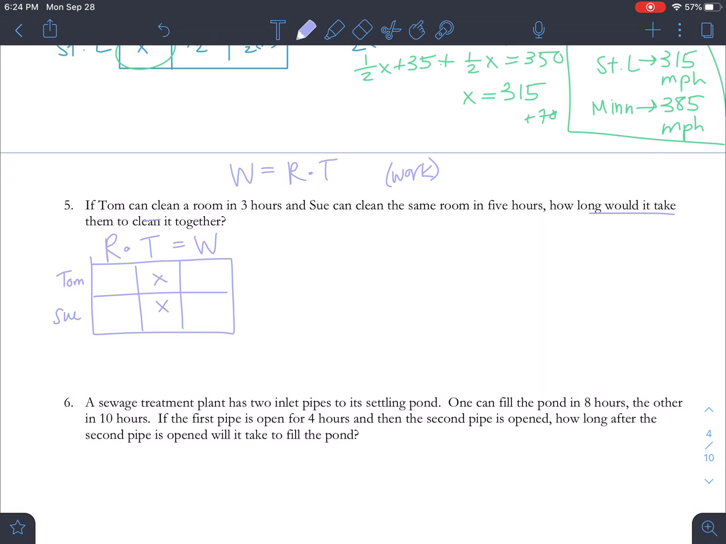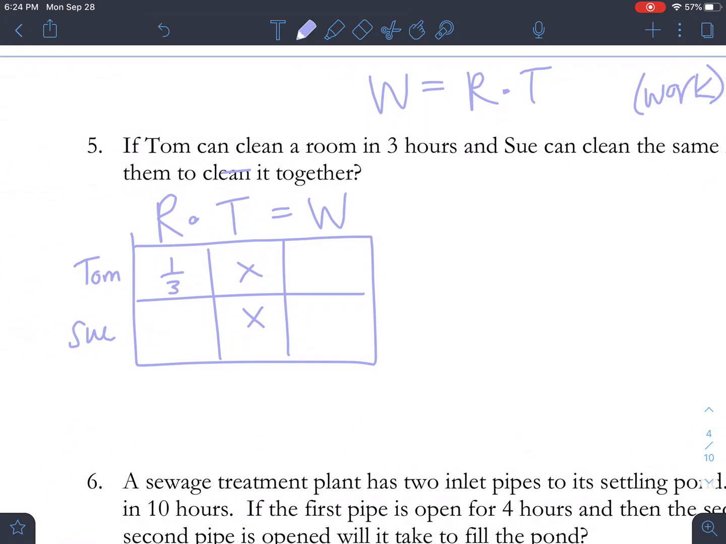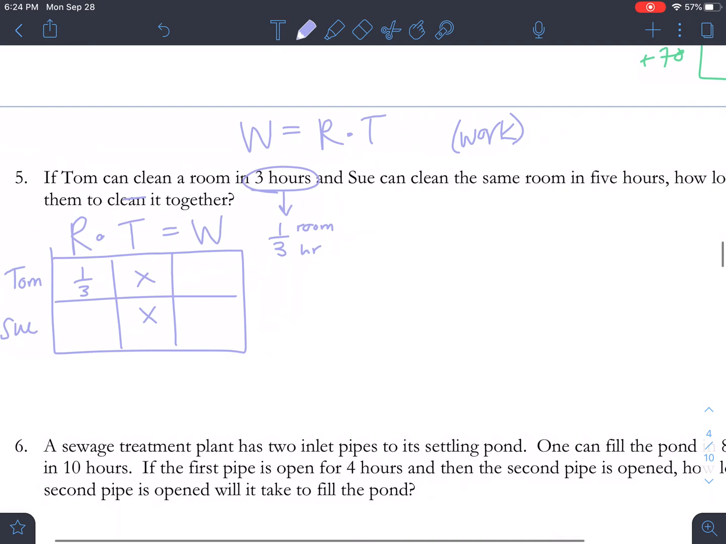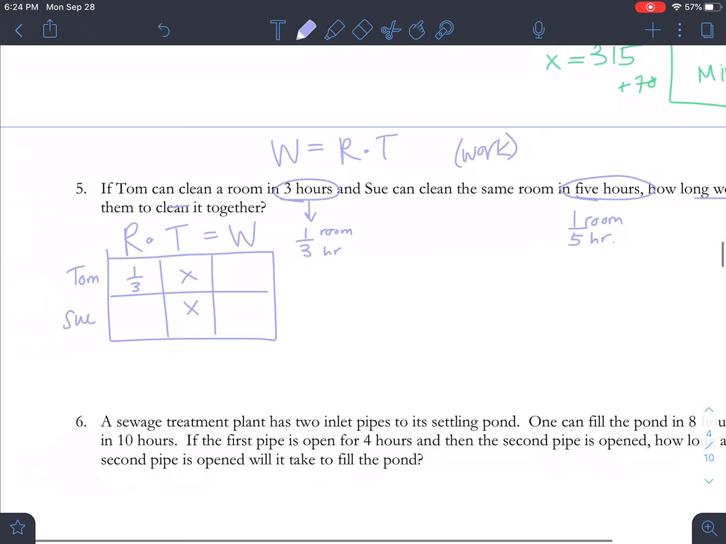It says Tom can clean a room in 3 hours. So I want you guys to think of what could be a rate that you could give Tom. Like if you're like, Tom, you're so good at cleaning. You clean one room every 3 hours or 1/3 room per hour. If you just write 3 here, that's not really a rate. You have to change this into a rate. So I did 1 room per 3 hours. I created a rate. And same thing with Sue cleaning in 5 hours. Well, she can clean 1 room per 5 hours. Or you could say she cleans 1/5 room per hour.